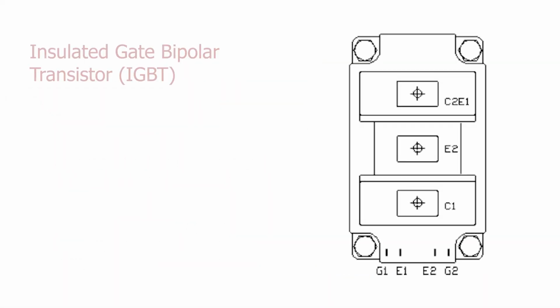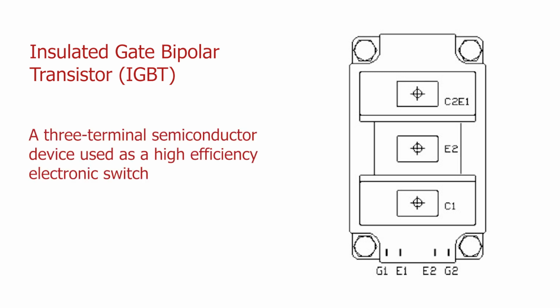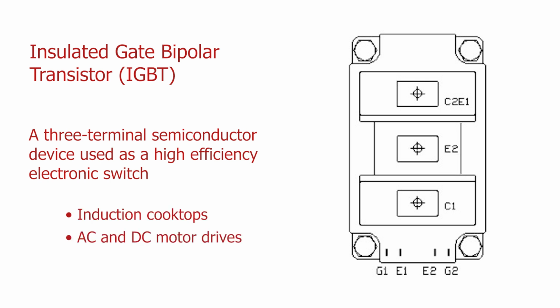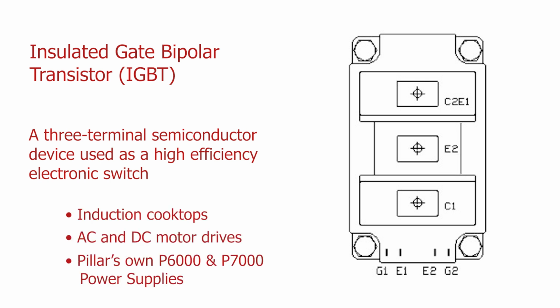An insulated gate bipolar transistor, or IGBT, is a three-terminal semiconductor device used as a high-efficiency electronic switch. It is commonly found in high-voltage, high-current applications with low-power inputs. Some common uses include induction cooktops, AC and DC motor drives, and in Pillar's own P6000 and P7000 power supplies.